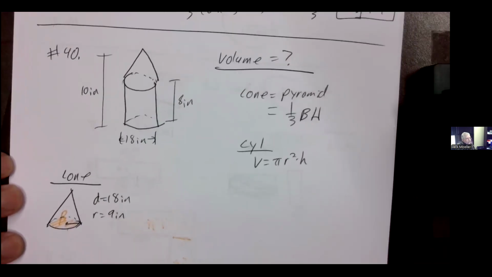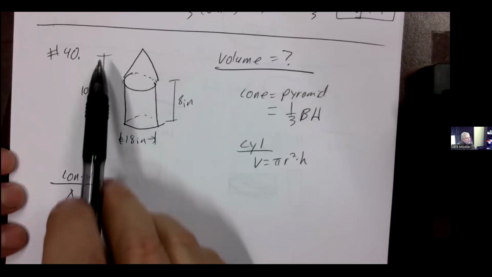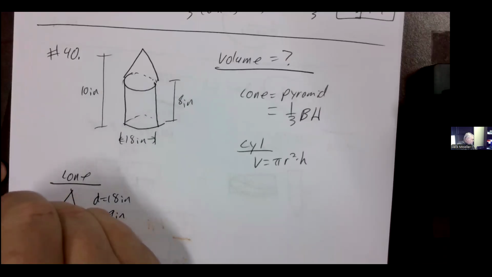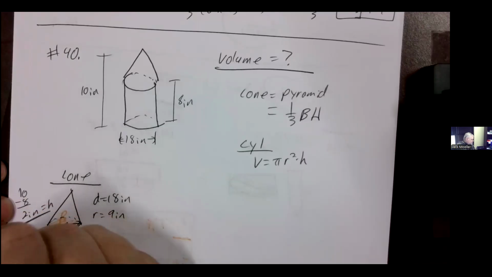Now for the height, what do we know about the height of this cone? Well, we know the overall height is 10. We know the height of the cylinder is 8. So 10 minus 8 is 2 inches. That's the height.